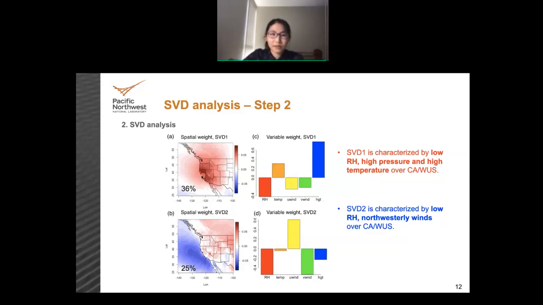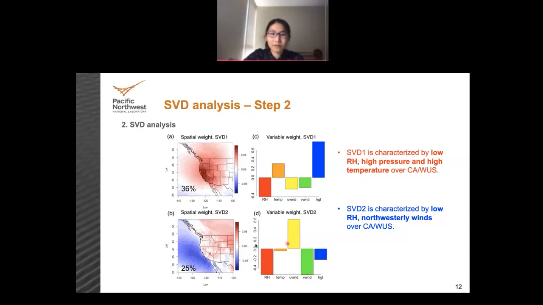So you can see for the first SVD, we see a positive weight over California and most of the Western US. This positive weight can correspond to low RH, high temperature, and high pressure, with the strongest signal over California. And for the second SVD, we see a positive weight generally over the Western US, and this positive weight can correspond to low RH and northwesterly winds over California and the Western US.